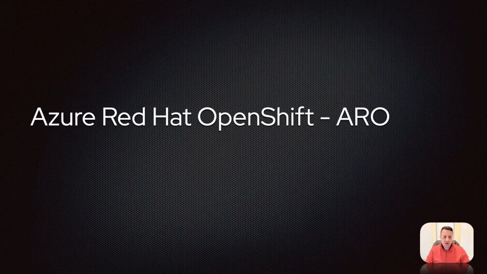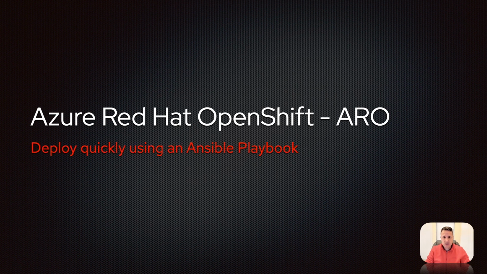All right, so let's talk about a managed Kubernetes offering called Azure Red Hat OpenShift, or ARO. And let's talk about how to deploy ARO quickly using an Ansible playbook.